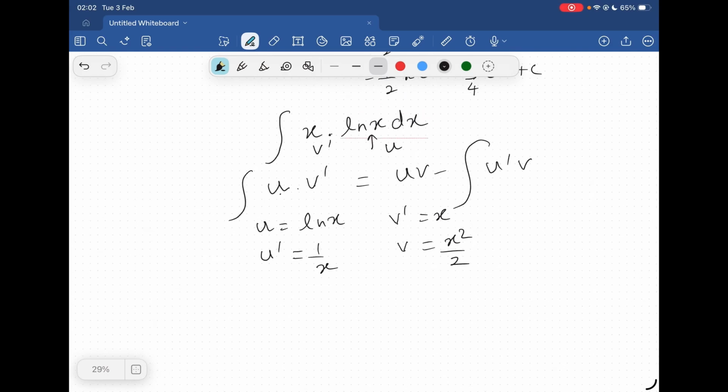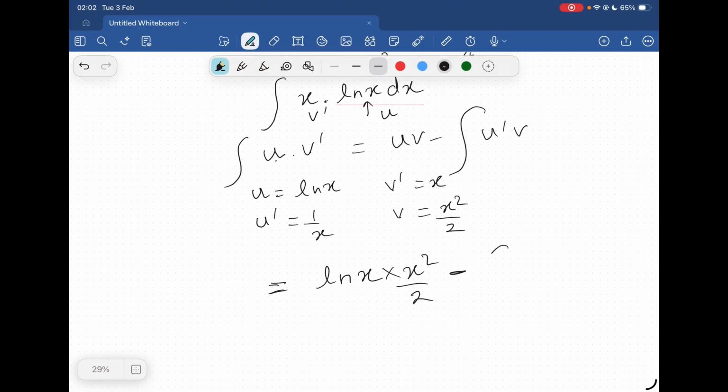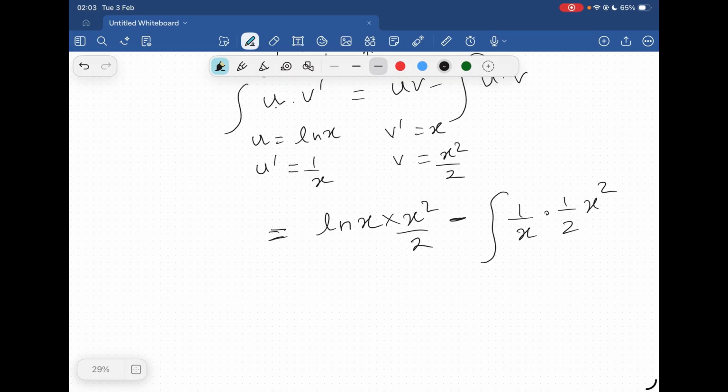Now you have got u, u prime, v prime and v. You can simply substitute these things and you will get your answer. So what are you going to do? What's your u? It's ln x, and what's your v? It's x squared by 2, minus the integral of, what's your u prime? That's 1 over x, and what's your v? That we have, x squared by 2. Now simply solve it.